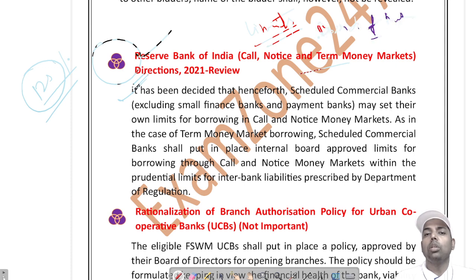Risk management is the primary responsibility of the board, and the board will decide the risk appetite of the bank. On the basis of that, the bank will decide what should be the open position or short position or anything like this, and what the exposure should be on call, notice and term money.